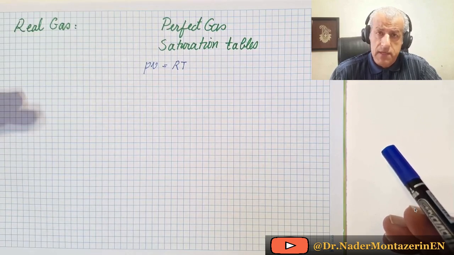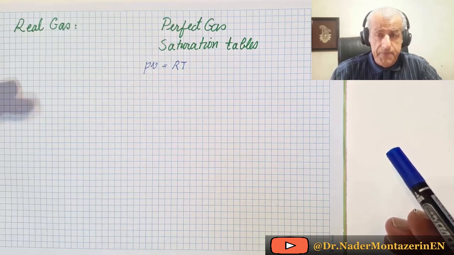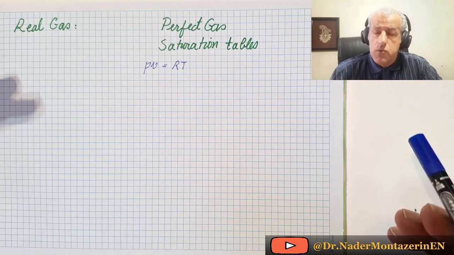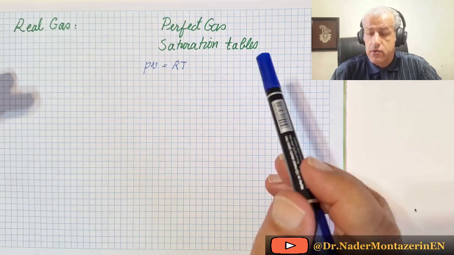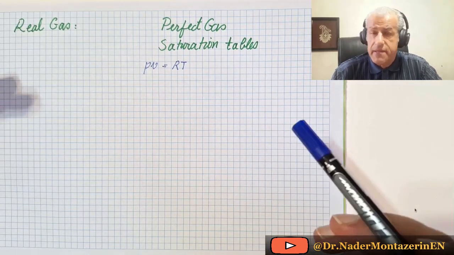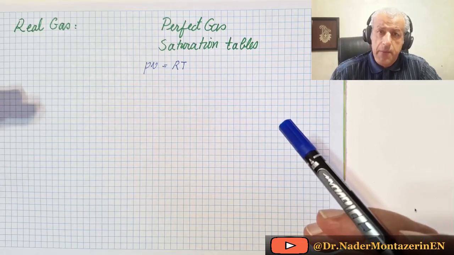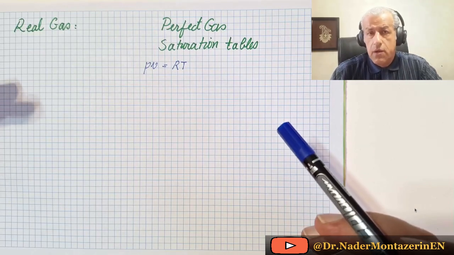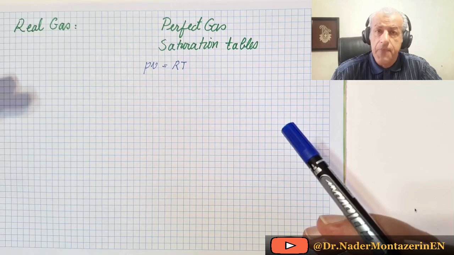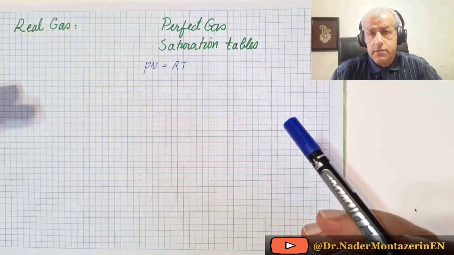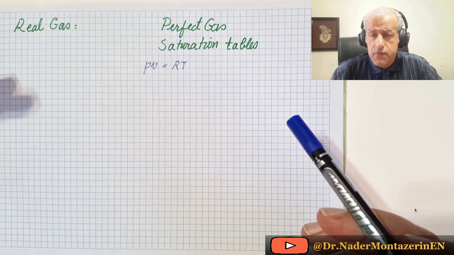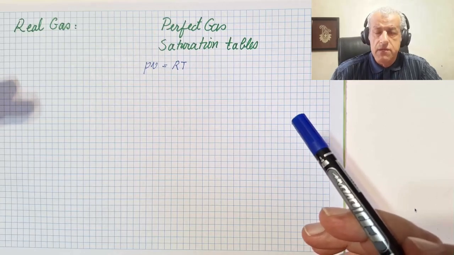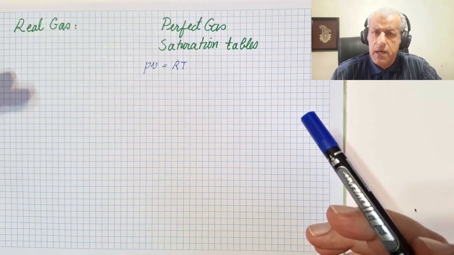A very good example of a perfect gas was air, where in many cases, air could be assumed to be perfect gas. And a very good example of a material for which we could use saturation tables to find its properties was water. For water, we had ice, we had liquid water, and also vapor. These two, air and water, are very common materials for many thermodynamic processes.